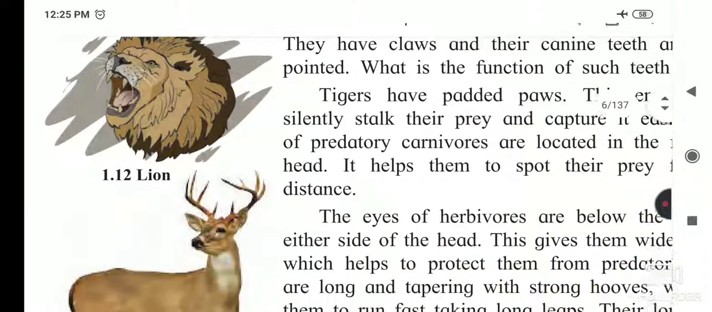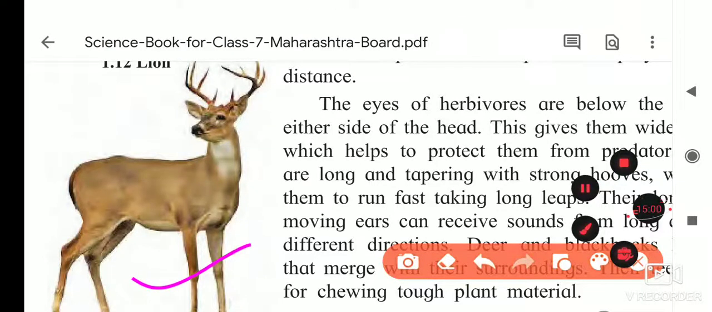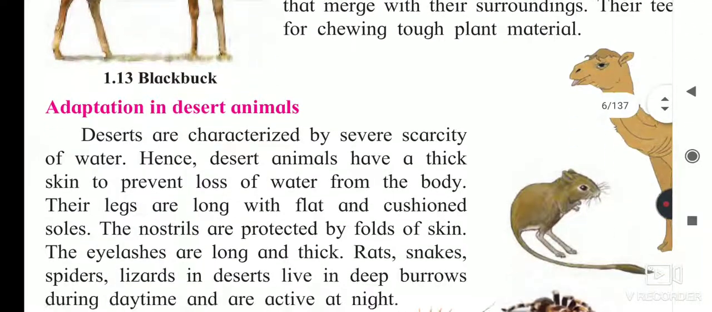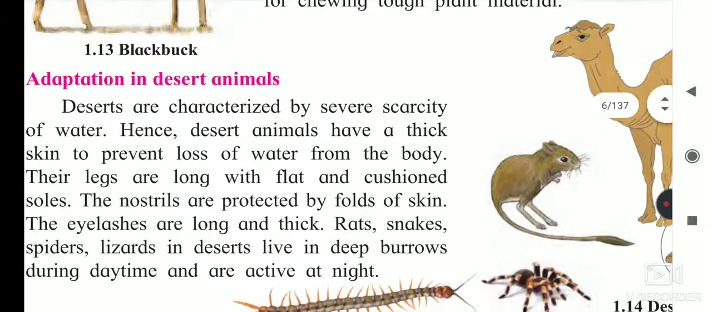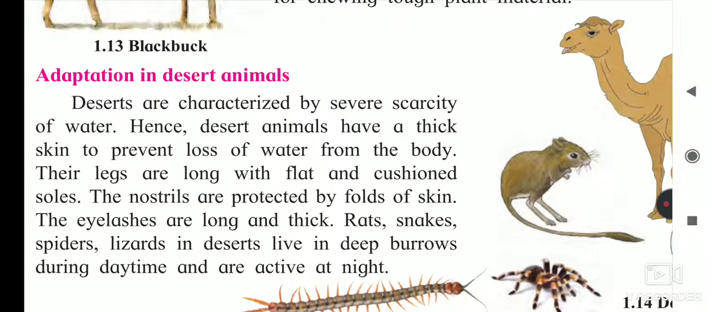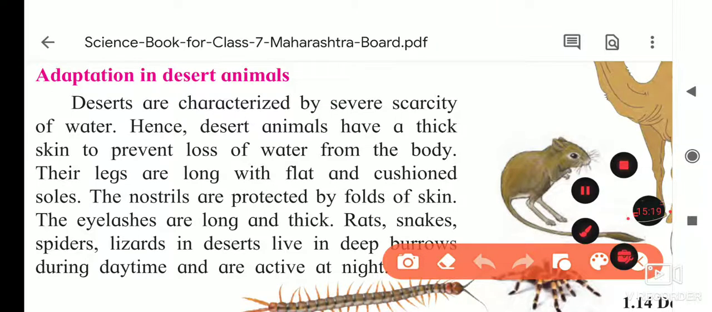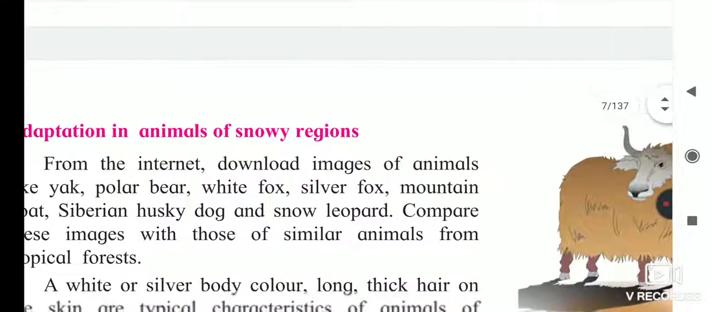And then afterwards we move to the herbivorous animals. They have strong and long legs for running fast, and their teeth are strong, but the canines are not as well developed as in carnivorous animals. Now the desert animals: they have thick skin and water-storing capacity in the body, and mostly these animals move at night time because in the daytime it is too hot.